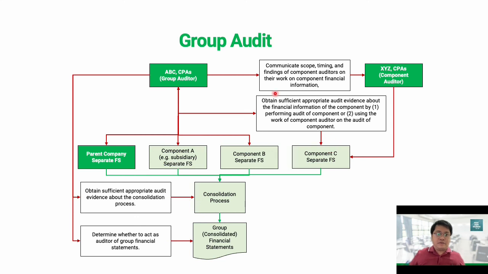Now, finally, if you intend to rely on the work of the component auditor, you rely on their work, you inspect their working papers. Even if that is the case, you are not to make a reference to the work of the component auditor when you issue your audit report. So, no reference will be made in the group audit report. In that case, that is what we call assumption of responsibility. You assume the responsibility in the group audit, without reference to the work of the component auditor, even if you use their work in the course of your audit.